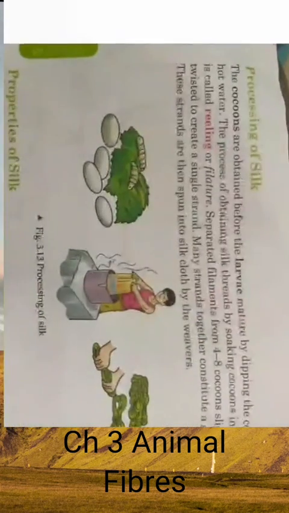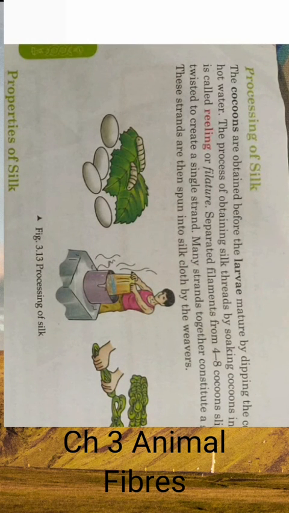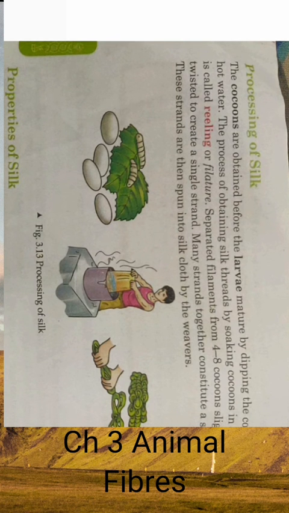Okay, now comes the processing of silk, as you can see over here. During the larval stage, when they are entangled in the single continuous filament, they are put live in hot boiling water to obtain the strands. This process is called reeling or filature, and from there yarn is obtained, and from there the silk fabric is made.